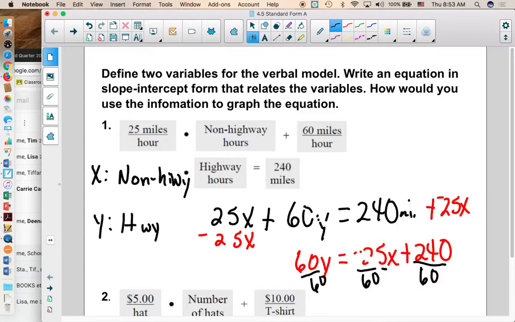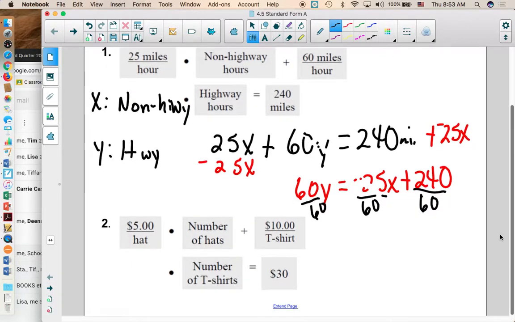You can divide each of the pieces by 60. You end up with y by itself. And y is equal, what is negative 25 divided by 60? Can that be simplified?